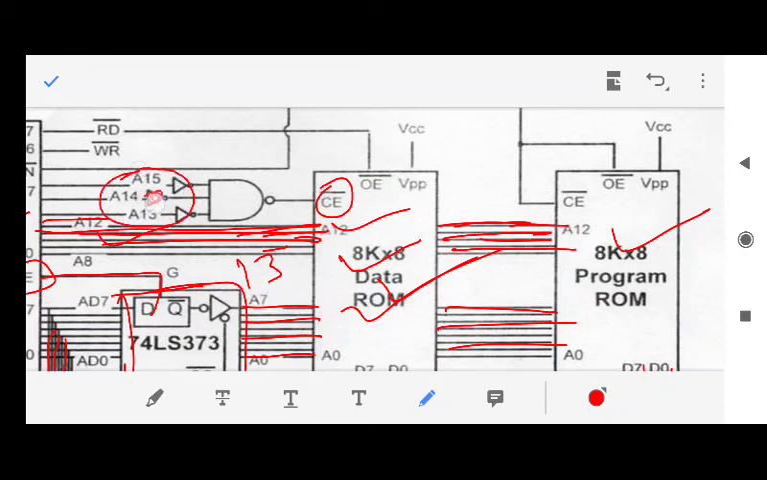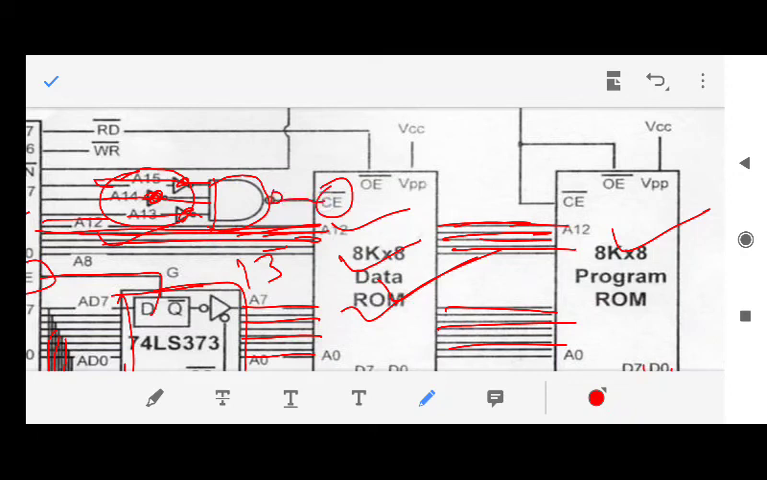So you have used those 3 address lines. Don't write all these things, don't write this NAND gate. Directly connect these 3 address lines through a NAND gate. You can use a NAND gate also, you can use a decoder latch also, I have already explained. So you use a NAND gate and connect to the data ROM.